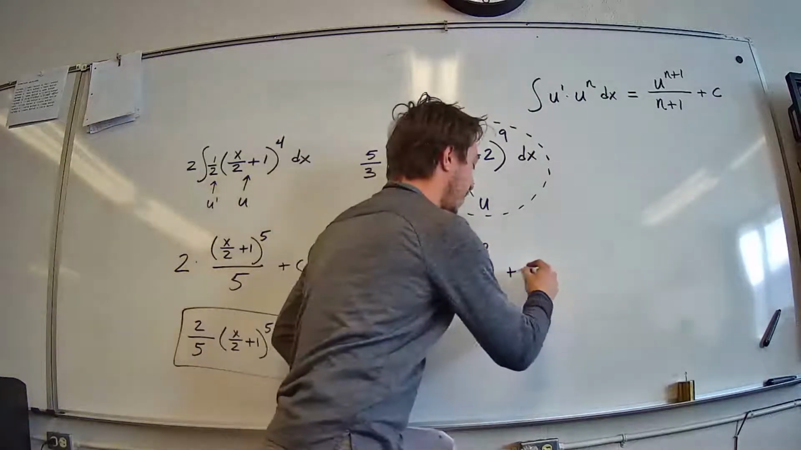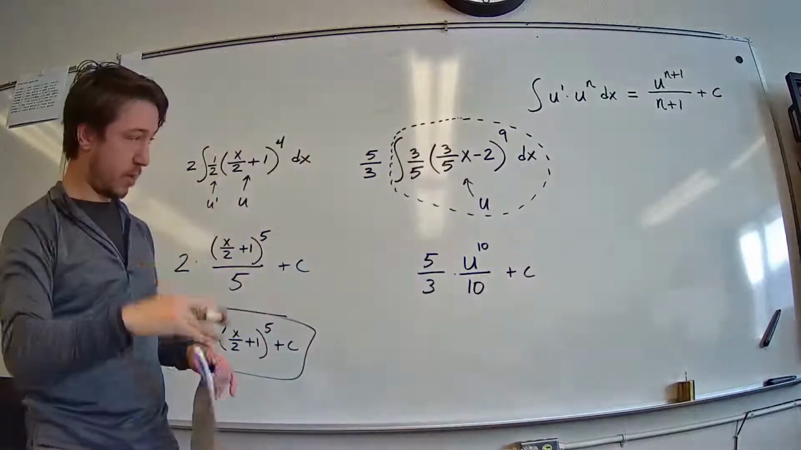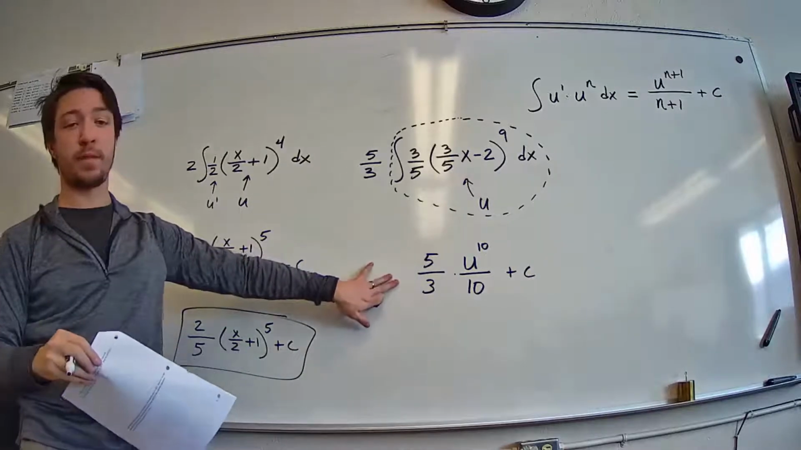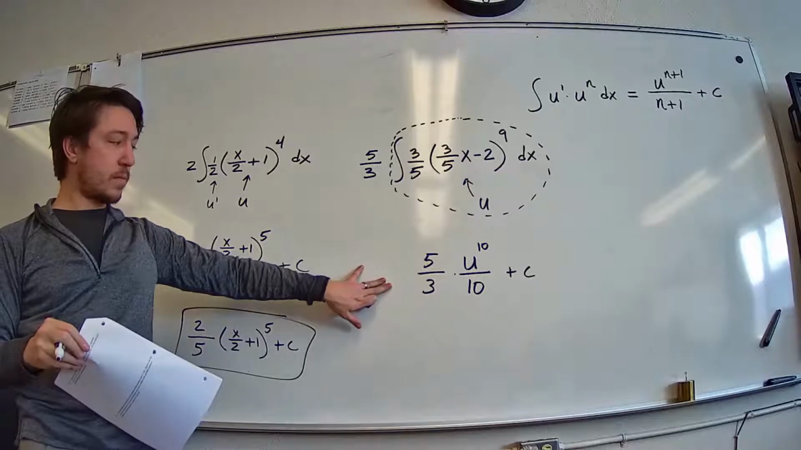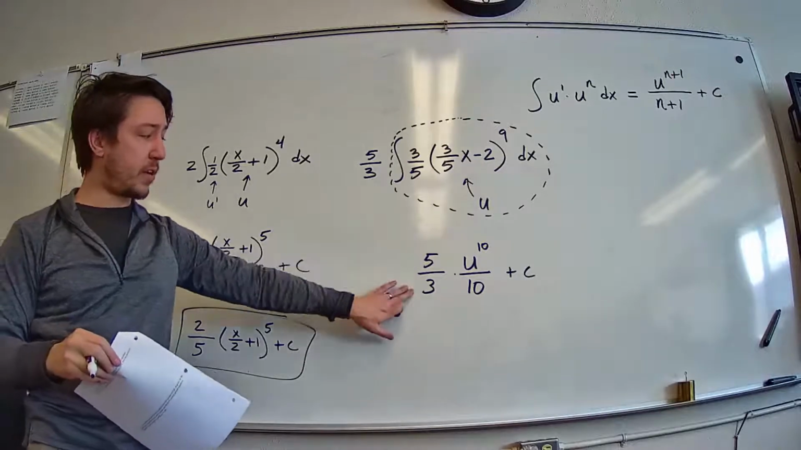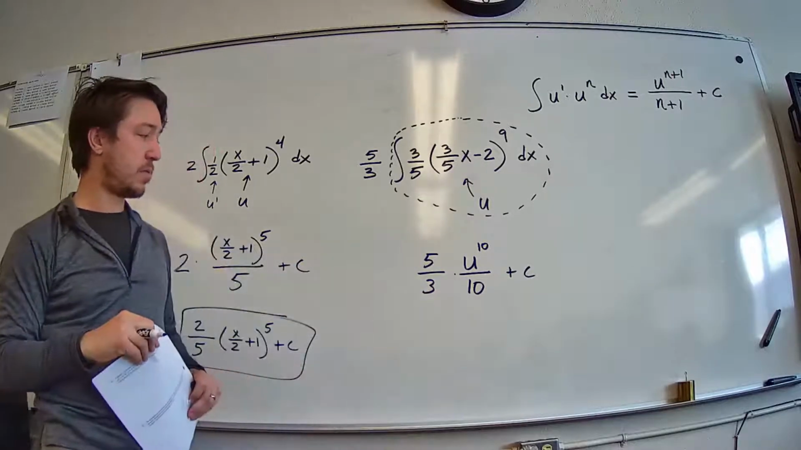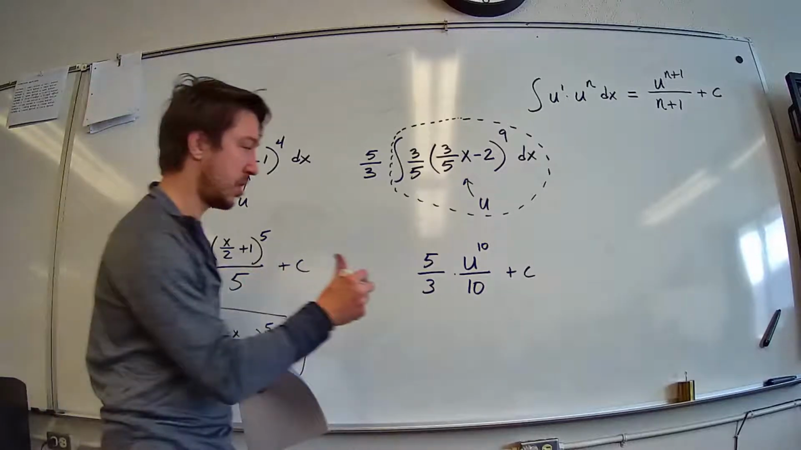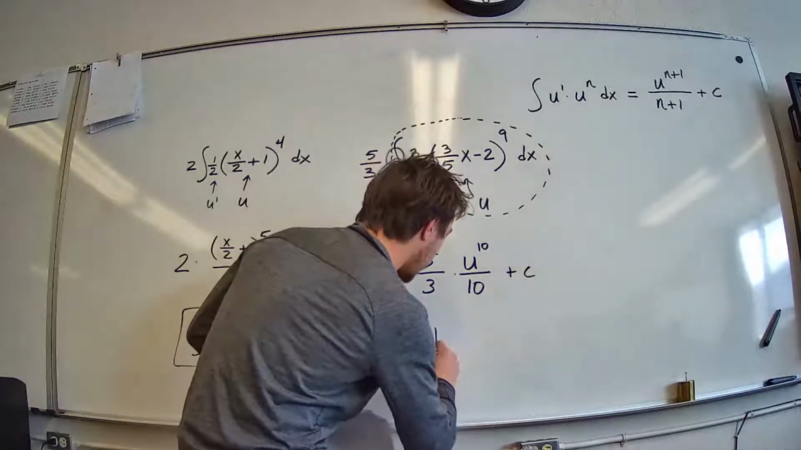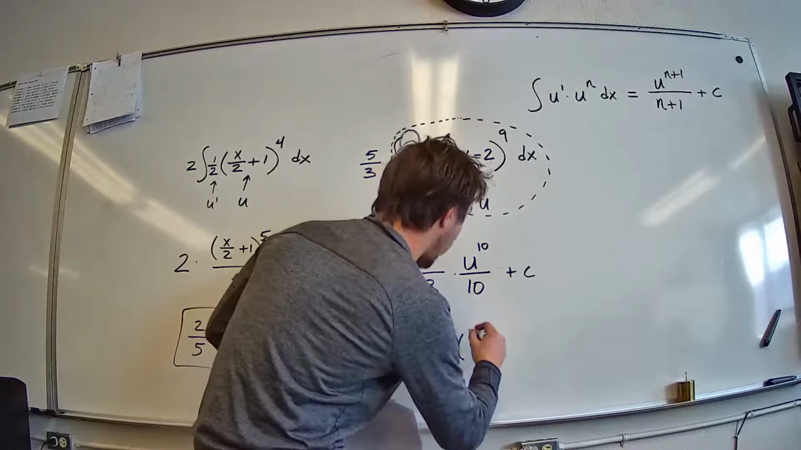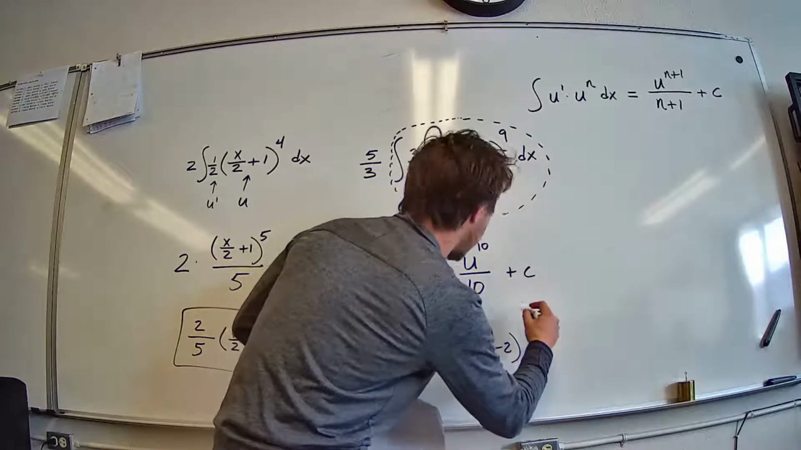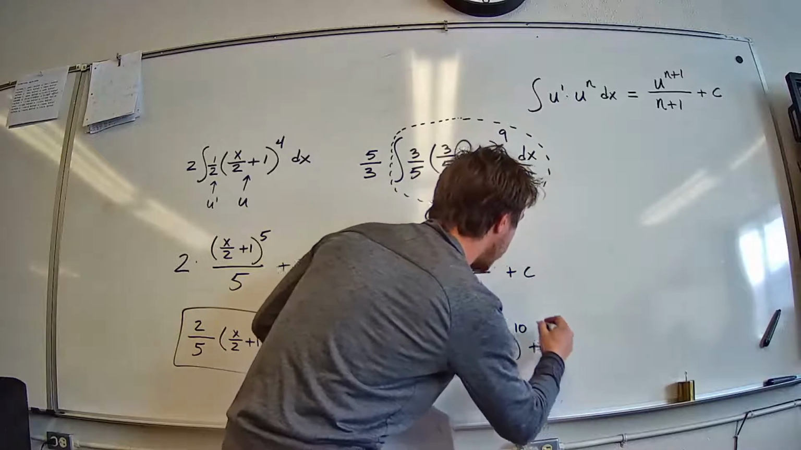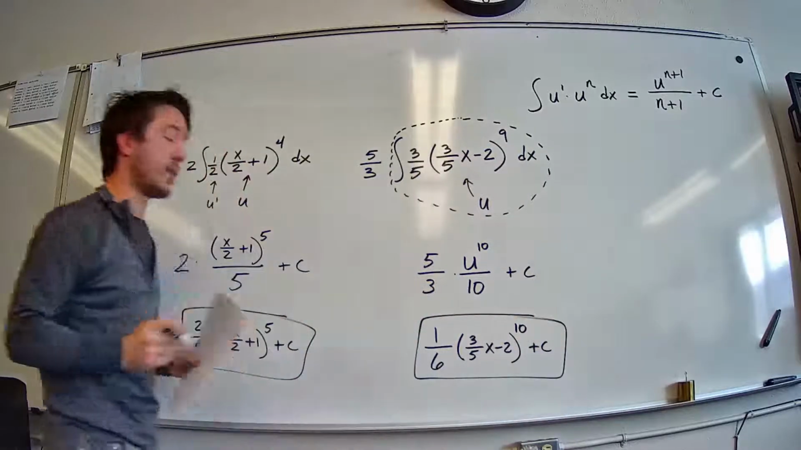So my actual final answer then, are we okay with going from here to here, everyone? Give me a second. Okay, so then 5/3 divided by 10 would be 1/6. So my answer to this is actually 1/6 times u to the 10th plus a constant. There's your answer.